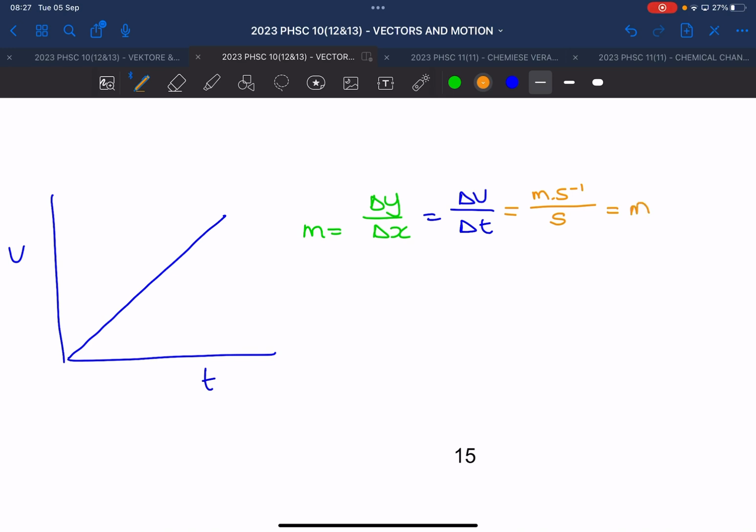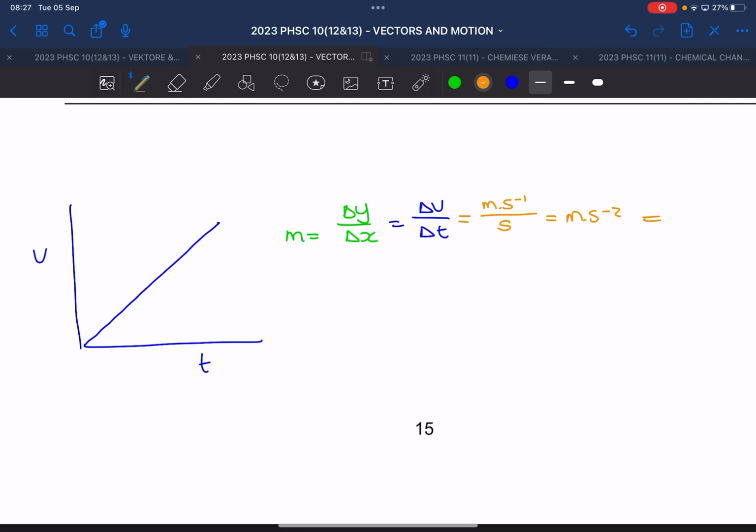Mooi. And so meters per second squared gives us what? Meters per second squared is the unit for what? Displacement is meters. Acceleration. Okay, so what did we just prove?